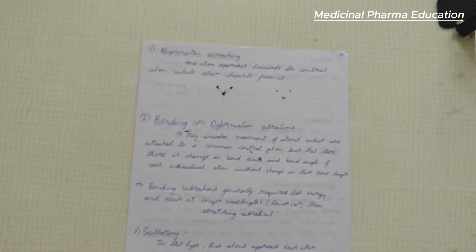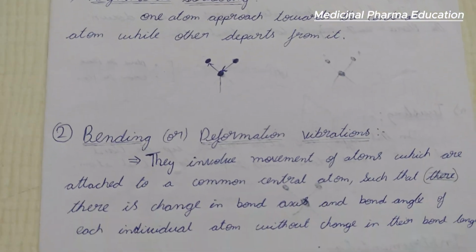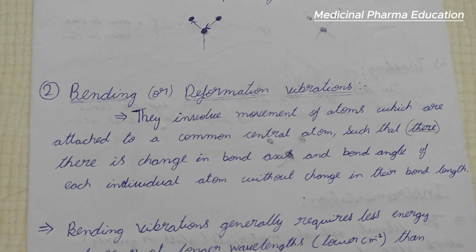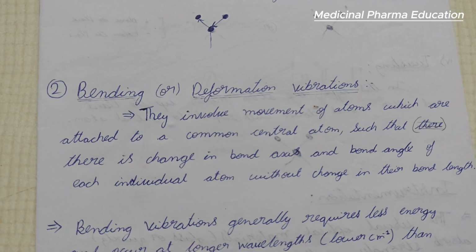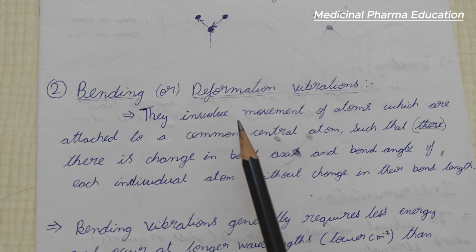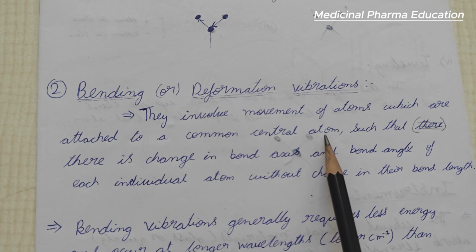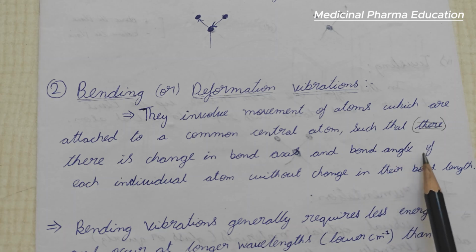I think you have understood the concept behind symmetric and asymmetric, and this is very important, so I have used these tools to explain it, because you can understand it better and it will stay in your mind. Next, bending or deformation vibration. These involve movement of atoms which are attached to a common center atom, such that there is a change in bond axis and bond angle of each individual atom without a change in the bond length.